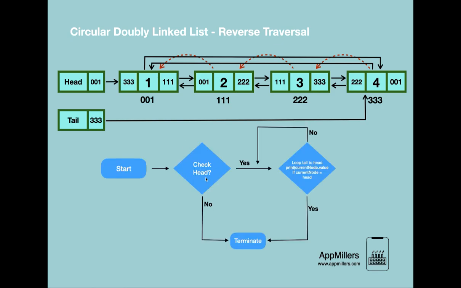So here again we start by checking head value. So if head points to none, we terminate our algorithm. It means that we don't have any element for reverse traversal. Otherwise we continue to loop from tail to head, and in each step we are printing the value of current node and we are checking if the current node equals head. If it is equal to head, it means that this is the first node, so we terminate our algorithm over here. Otherwise we are continuing to reverse traversal until we reach the head. So based on this algorithm, let's switch to Visual Studio Code and create reverse traversal over there.